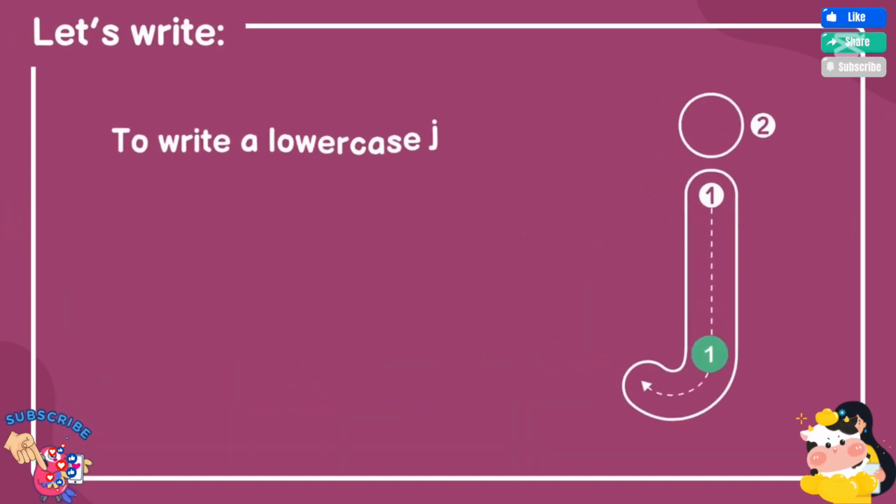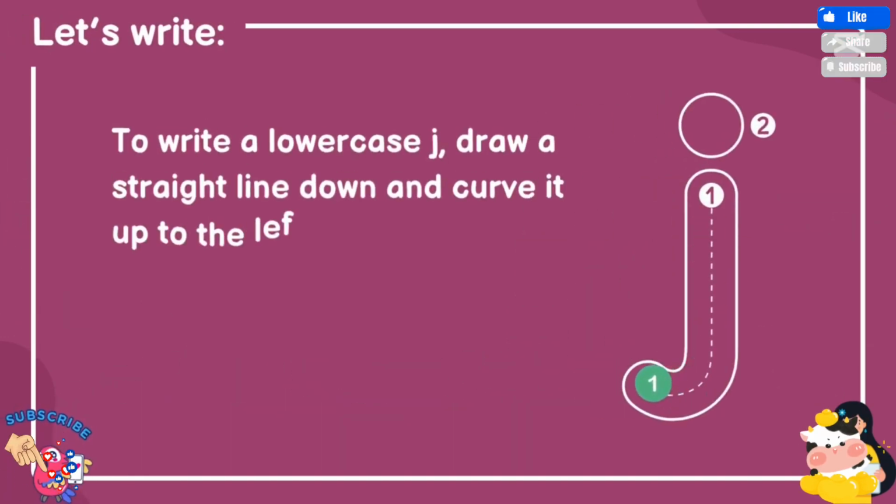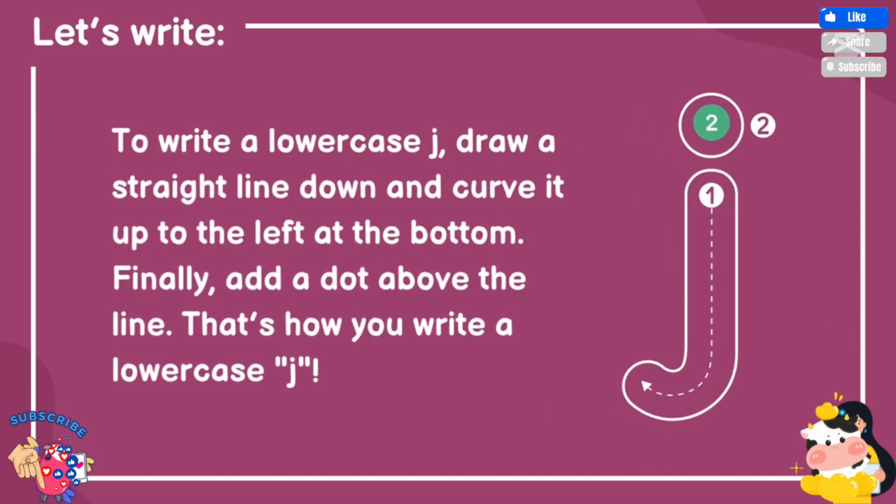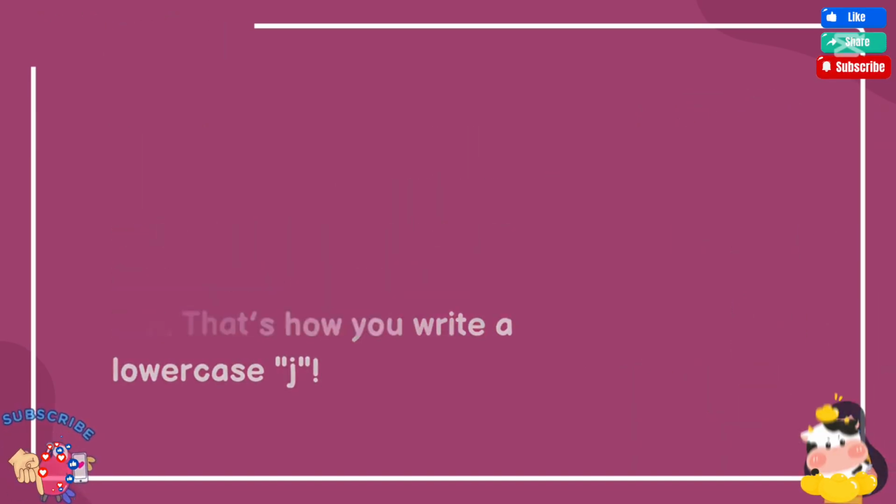To write a lowercase j, draw a straight line down and curve it up to the left at the bottom. Finally, add a dot above the line. That's how you write a lowercase j.